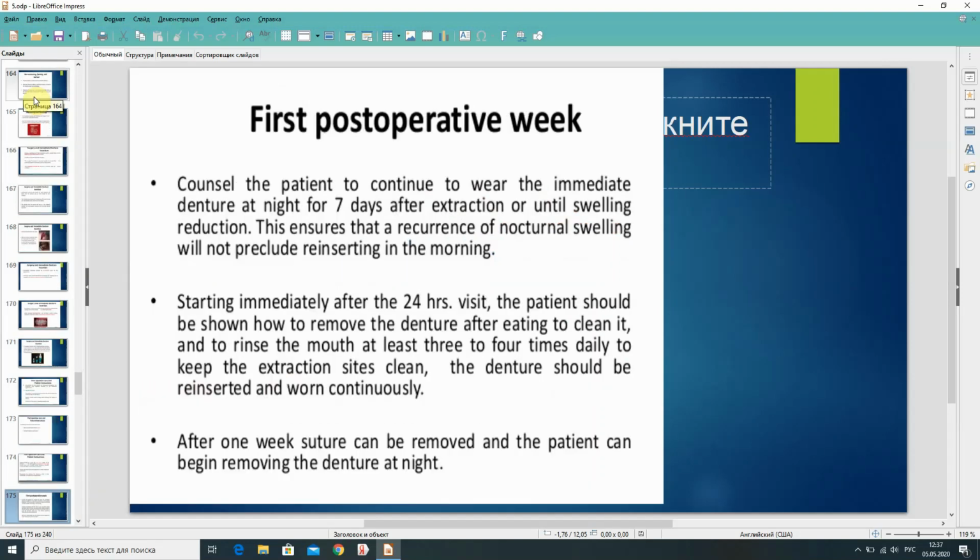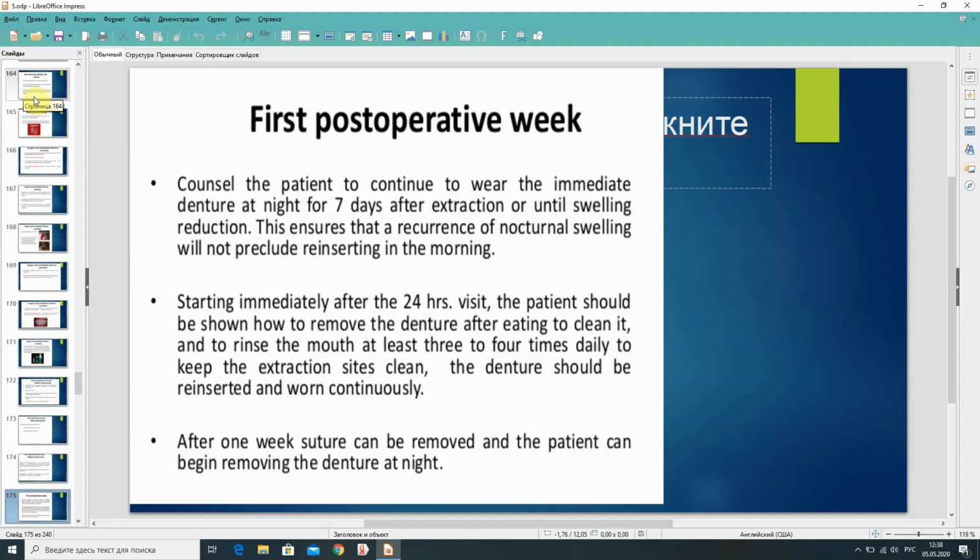First post-operative week. Counsel the patient to continue to wear the immediate denture at night for 7 days after extraction or until swelling reduction. This ensures that a recurrence of nocturnal swelling will not preclude reinserting it in the morning.